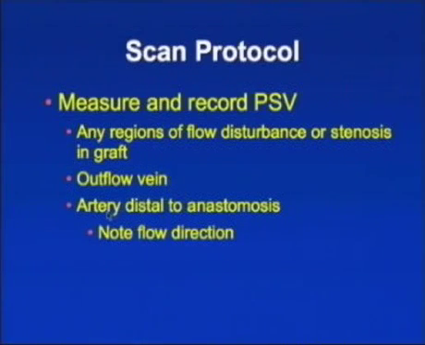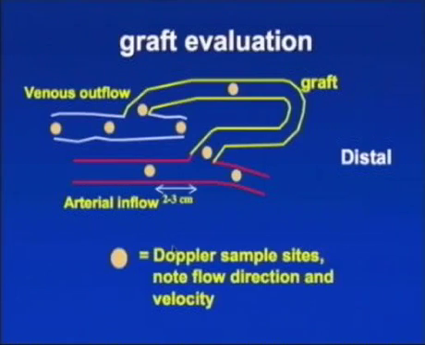Now, an important point here is that, as I mentioned, sometimes blood flow in these grafts can reverse in the artery distal to the anastomosis, so it's important to evaluate those arteries and look for flow direction to determine if there's any steal taking place. And I've got a case that we'll review just a little bit that shows a steal in a radial artery situation.